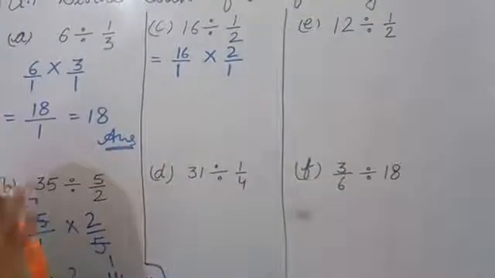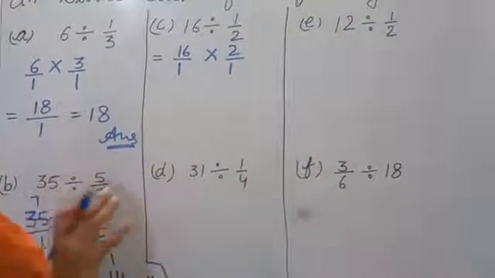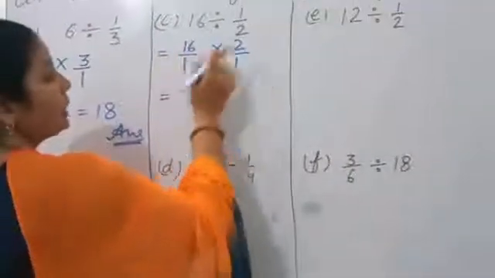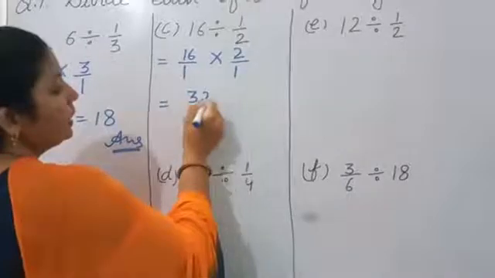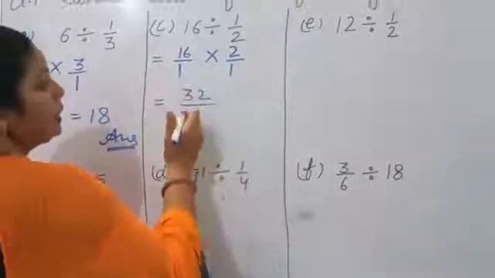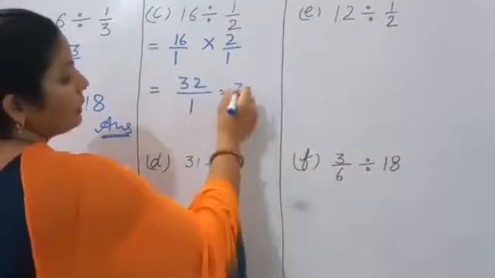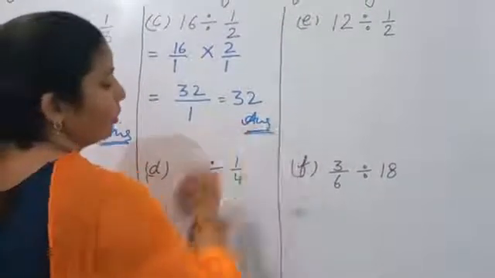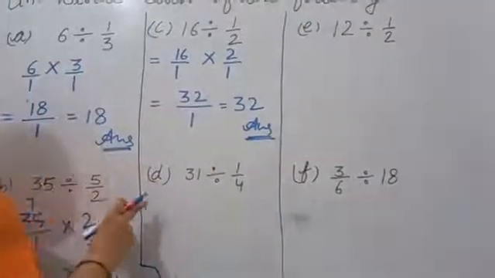Okay. That is the method of division of fraction. Now numerator multiply by numerator. 16 2s are 32 and in the denominator 1 ones are 1. 32 upon 1 equals 32. That's your answer.